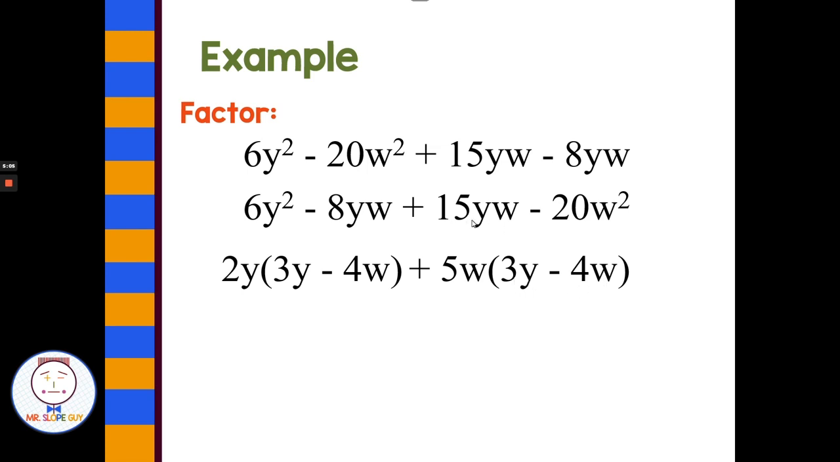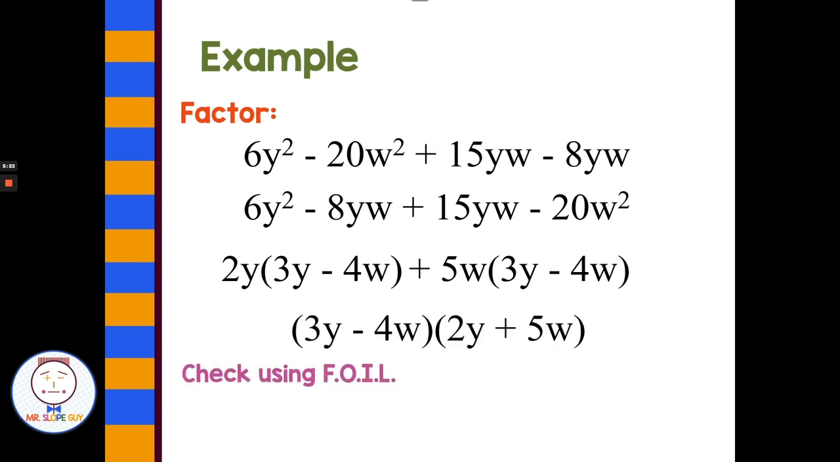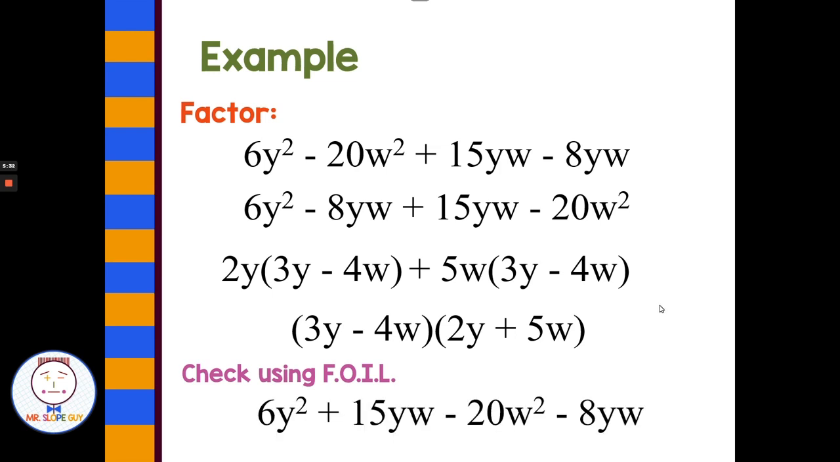When I divide 15yw by 5w, I get 3y, and negative 20w squared divided by 5w, I get negative 4w. So now, with factor by grouping, I can pull out that GCF of 3y minus 4w, and I'm left with 2y plus 5w in a separate parenthesis. And just to make sure it all worked, I could FOIL that out and get back the original problem.